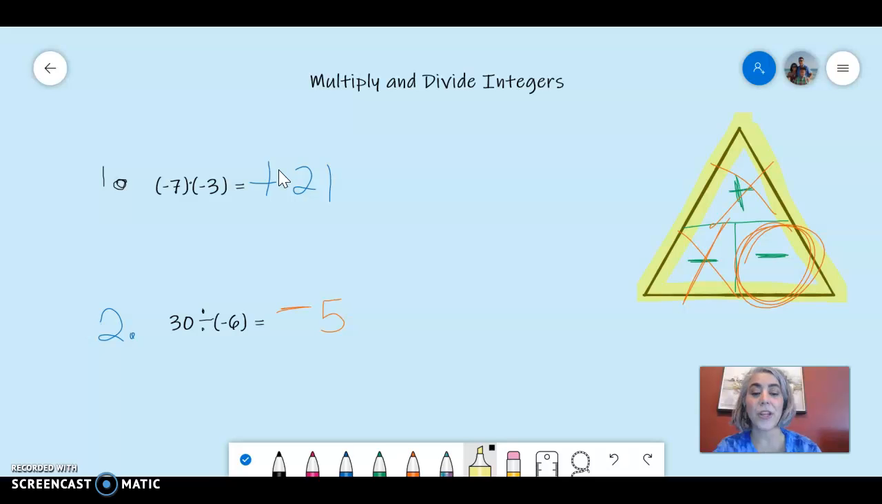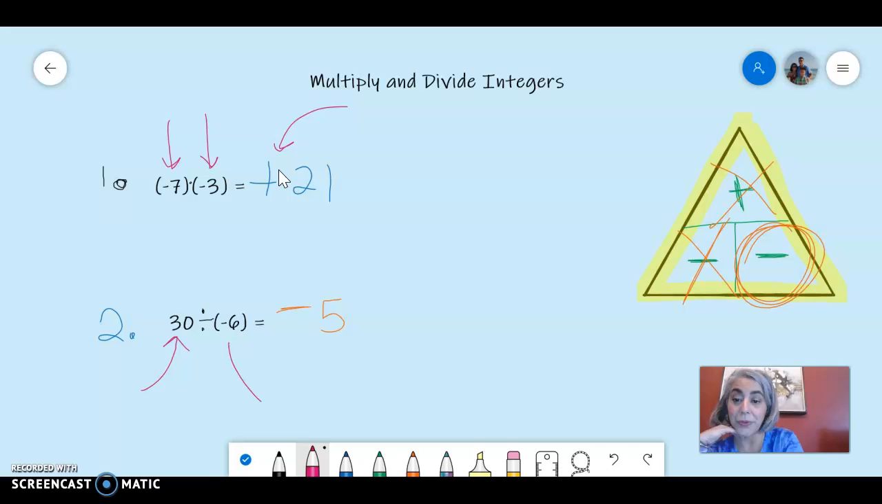Okay, so if you don't want to use the magic triangle and you just need a shortcut to remember the rules, one way to remember it is you can say that if you have the same signs, like you do here in number 1, these are both negatives, the answer is always going to be positive. And if the signs are different, like here in example number 2, the answer is always going to be negative. And this goes for both multiplication and division. So same signs positive, different signs negative.